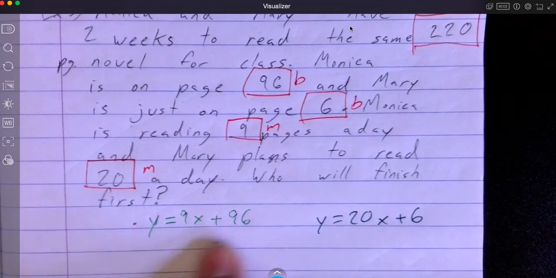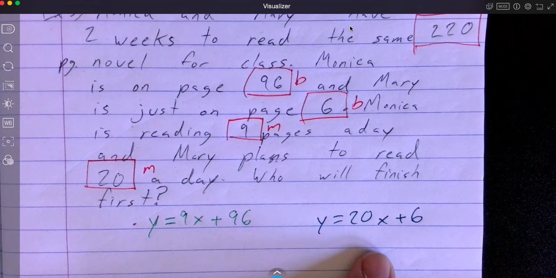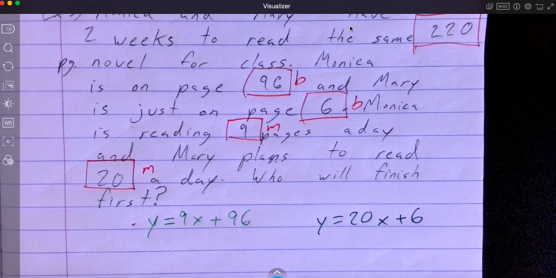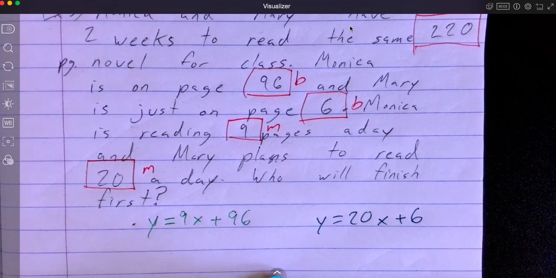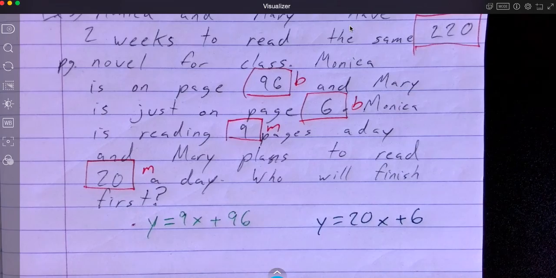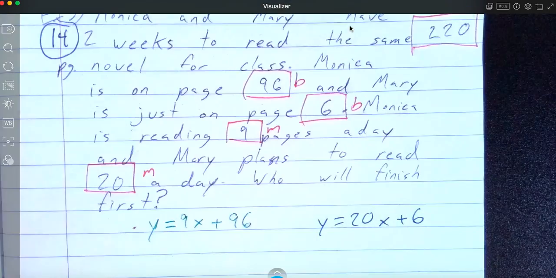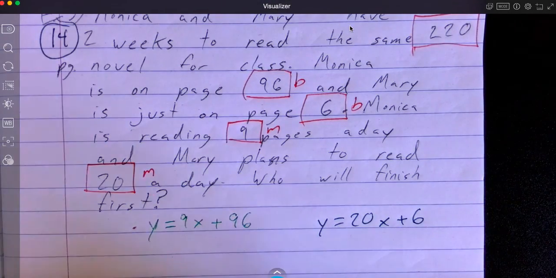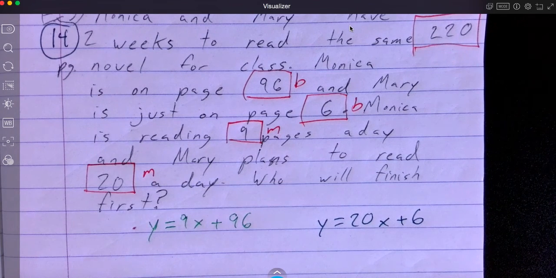Okay, so these are the 2 equations that represent how fast they're reading. The question is, who will finish the novel first? They have 2 weeks, so we're talking about 14 days. So this is 14 days to finish it. So first of all, will they be able to finish it? And if they do, who's going to finish it first?